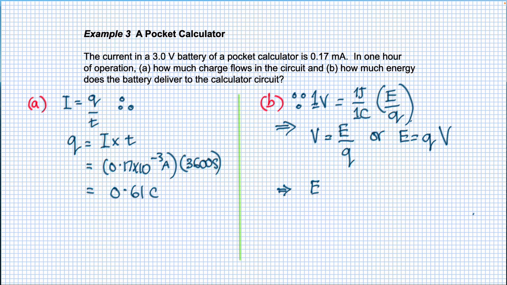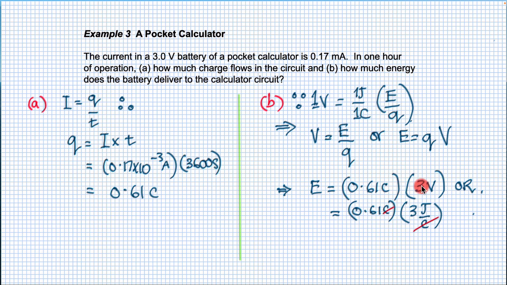From this we can put in our values. We know that the total charge from part A is 0.61 coulombs, and we know that the battery is 3 volts. Now alternatively, instead of writing 3 volts here, we can write 3 joules per coulomb, because based on a discussion we had earlier, we defined volt as being joules per coulomb, and you can see this is convenient because then the coulombs cancel out.